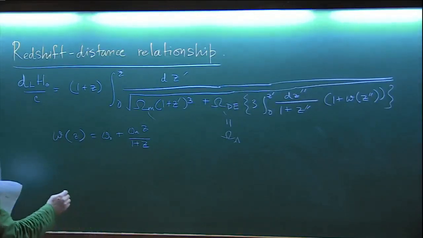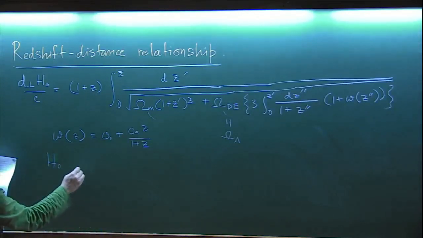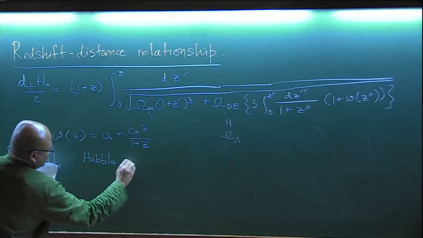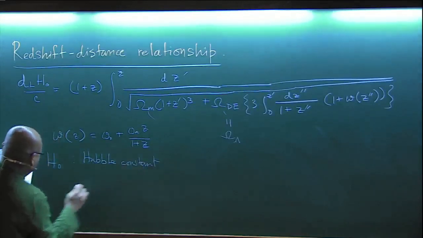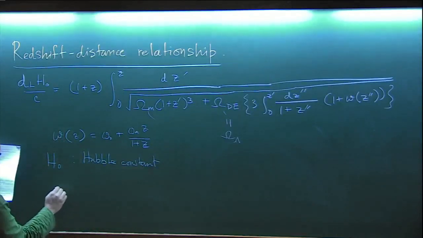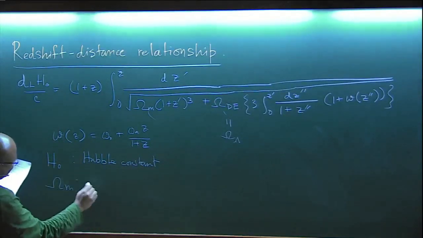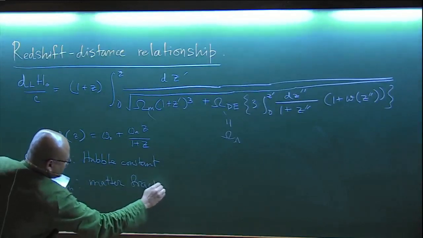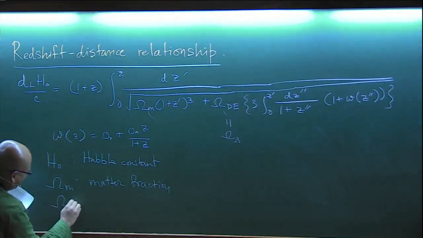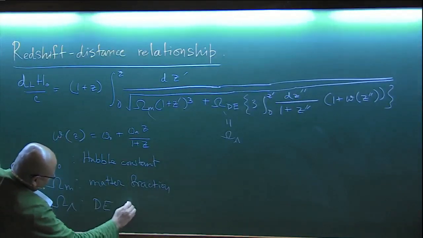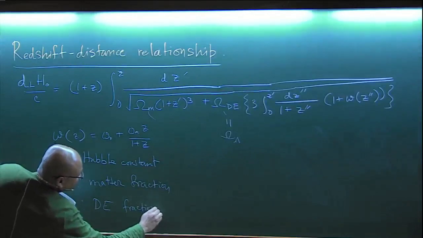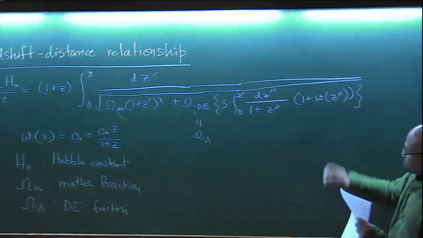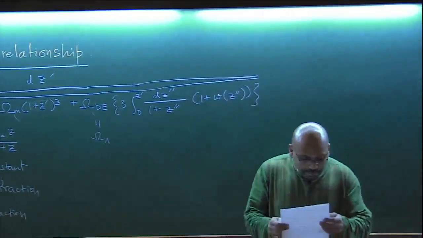What parameters are we talking about here? The Hubble parameter, the Hubble constant, and all these things like matter fraction, then dark energy fraction.